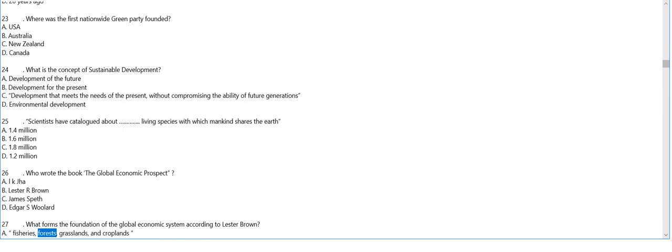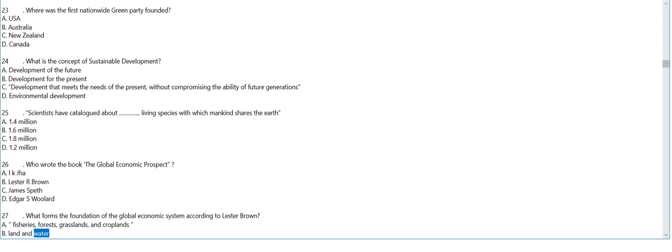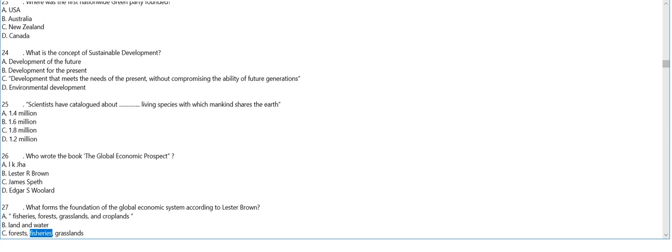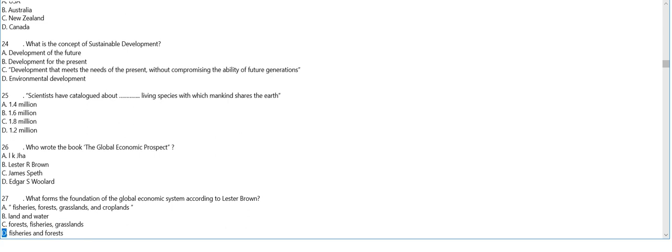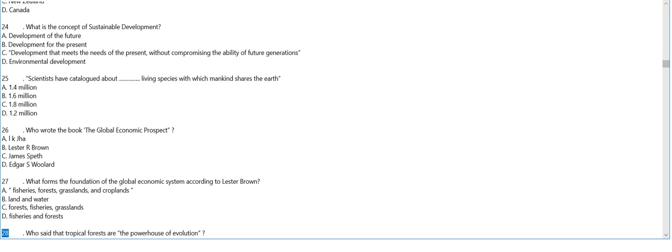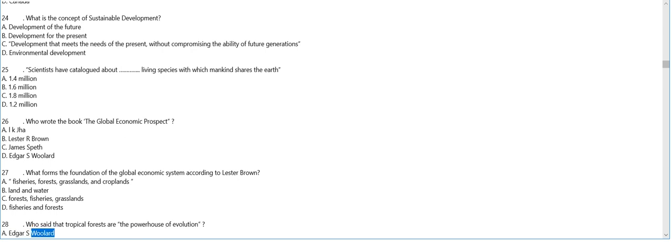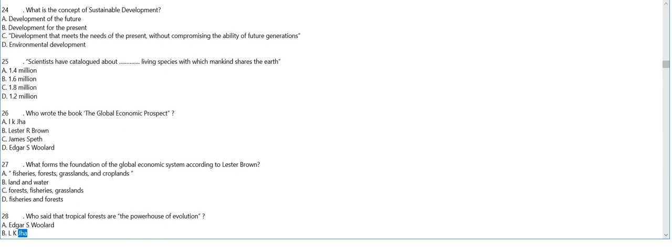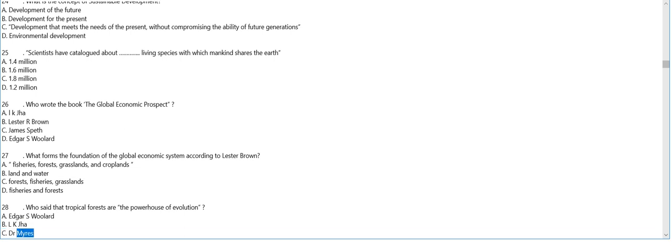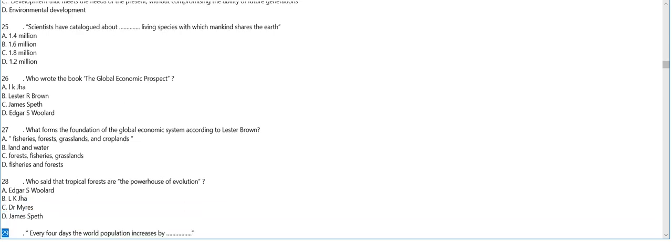27. What forms the foundation of the global economic system according to Lester Brown? A. Fisheries, forests, grasslands, and croplands. B. Land and water. C. Forests, fisheries, grasslands. D. Fisheries and forests. 28. Who said that tropical forests are the powerhouse of evolution? A. Edgar S. Woolard. B. L.K. Jha. C. Dr. Myers. D. James Speth.